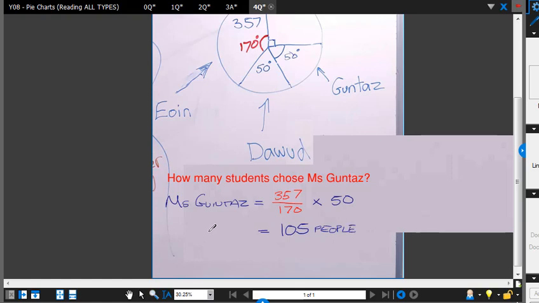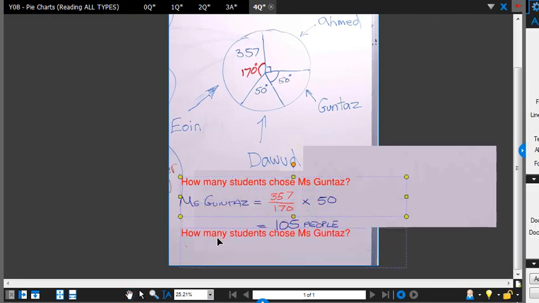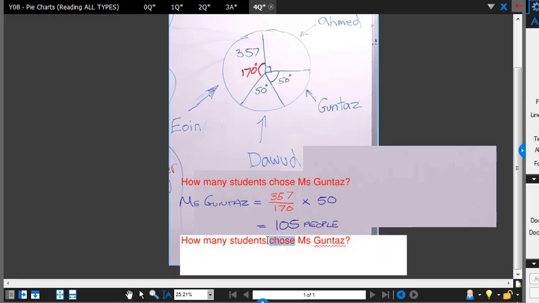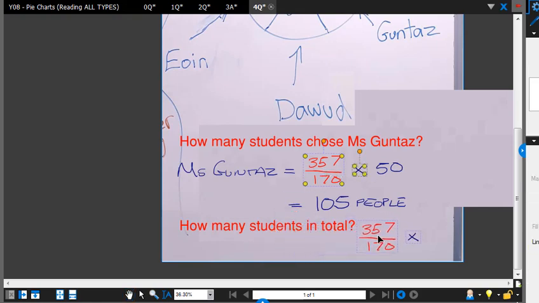So how many students in total? How many students were there? Well, it's just going to be the exact same, isn't it? Except for the total, it's always 360, yeah? So the angle is always 360 degrees. So you do that, and what do we get?